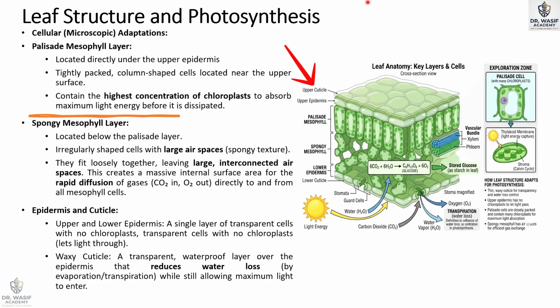Covering this is the waxy cuticle. This is the waxy cuticle. Why is it waxy? Because it is a waterproof barrier that stops the leaf from drying out through evaporation. But because it is clear, it does not block any of that precious sunlight. I'm talking about this cuticle. This is clear, and this is waxy. Due to its waxy nature, it stops the leaf from evaporating quickly, and due to its transparency, it does not block any sunlight.